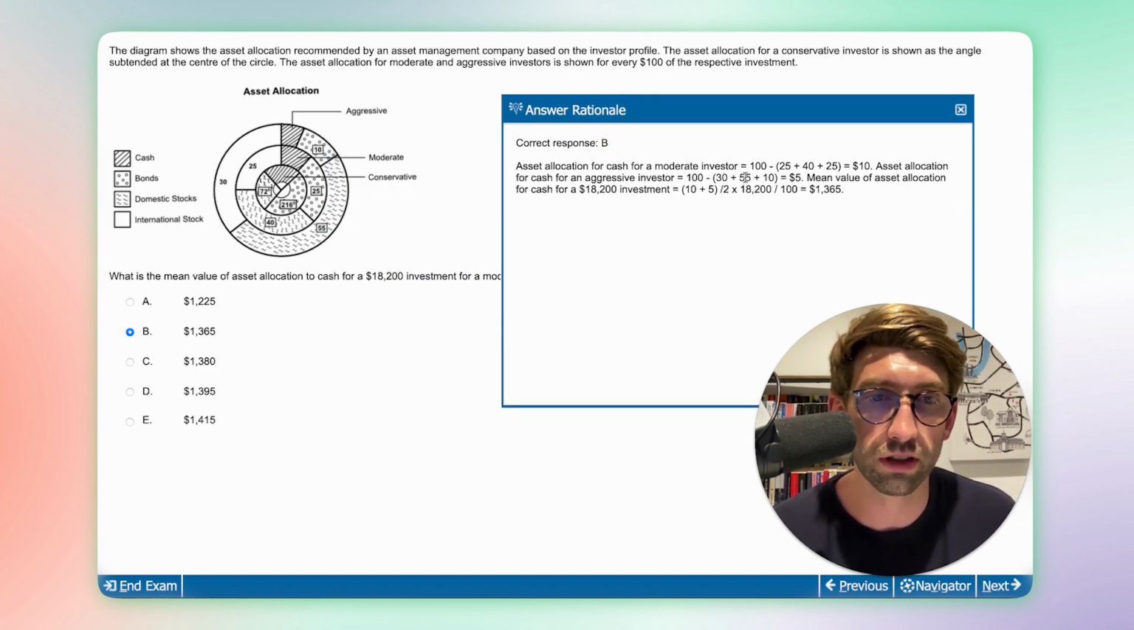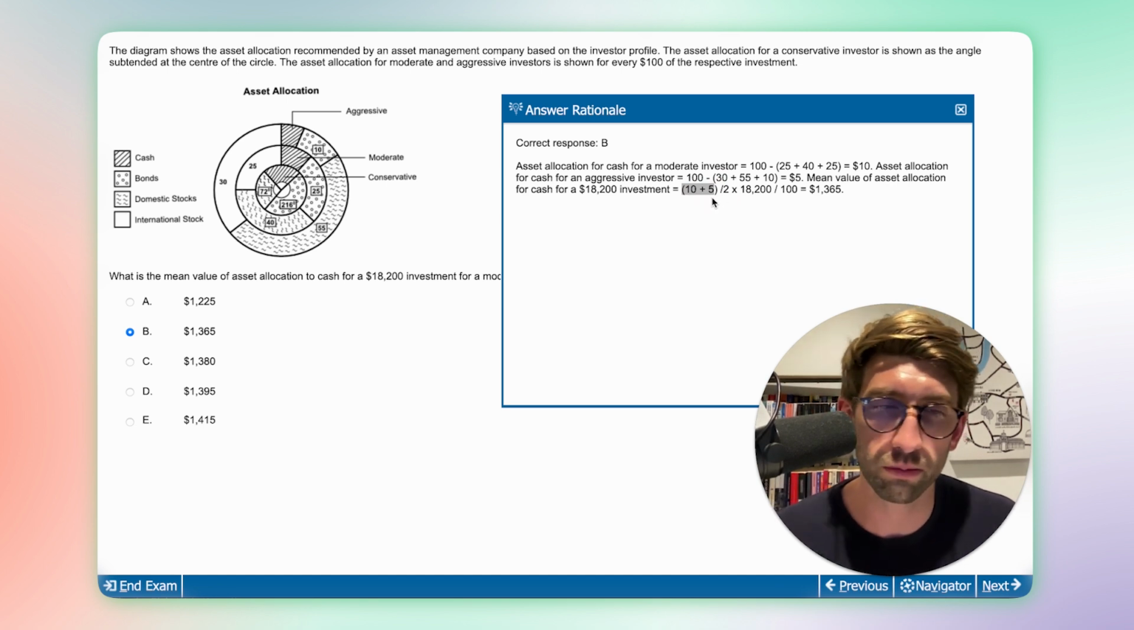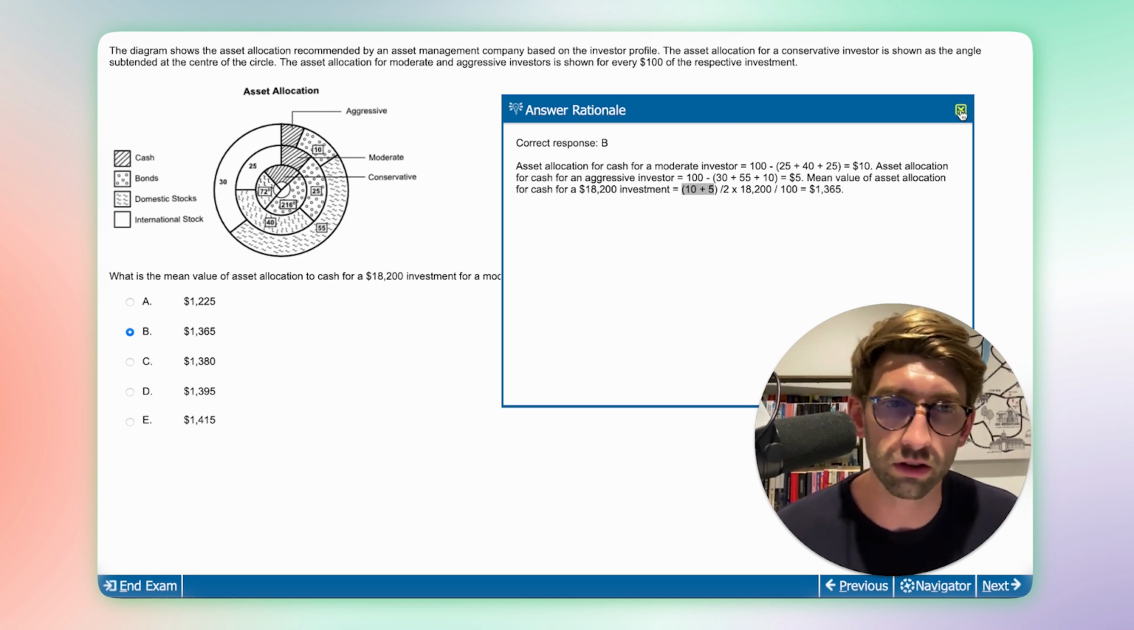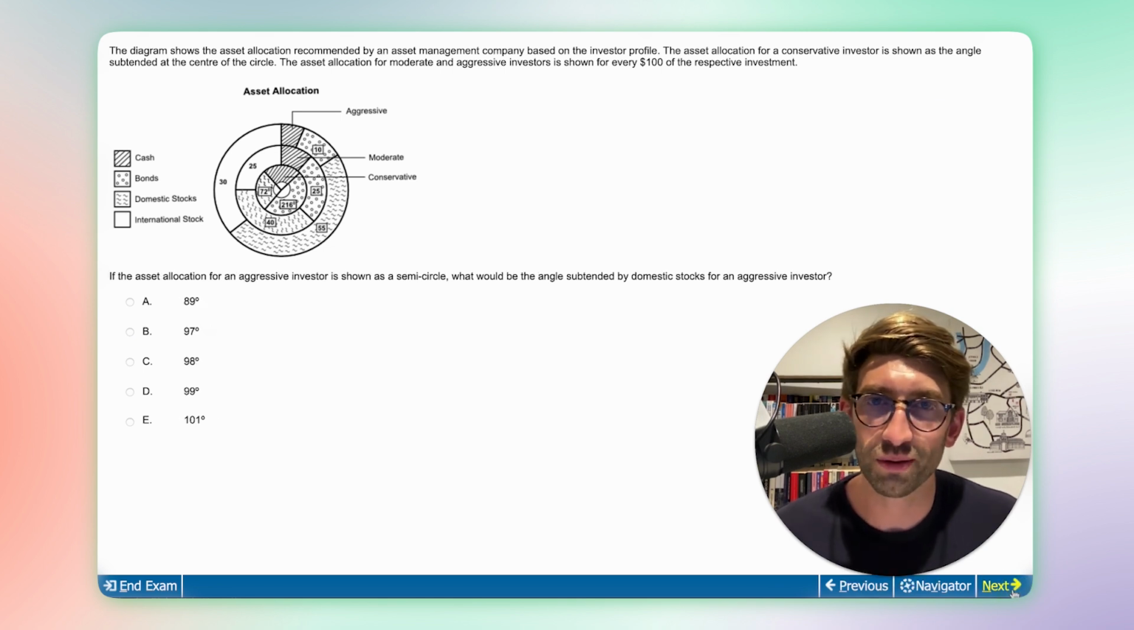Asset allocation for moderate is $10, cash is $5, so they've done it the same way. They've done 10 plus 5 divided by 2, obviously 7.5, and then they've timesed that by the dollar amount to get where they are. But we're smarter than that. We can do the quicker version. Okay, on to the next question.